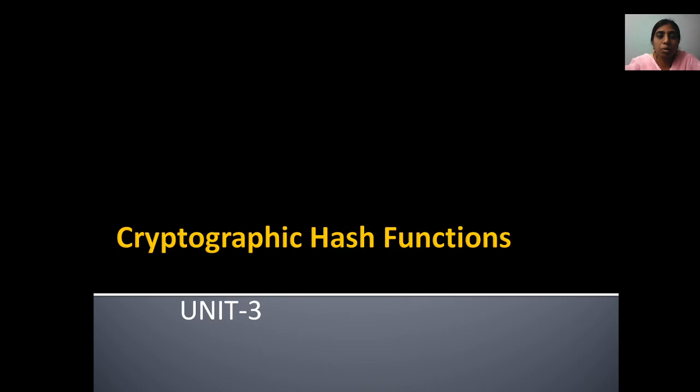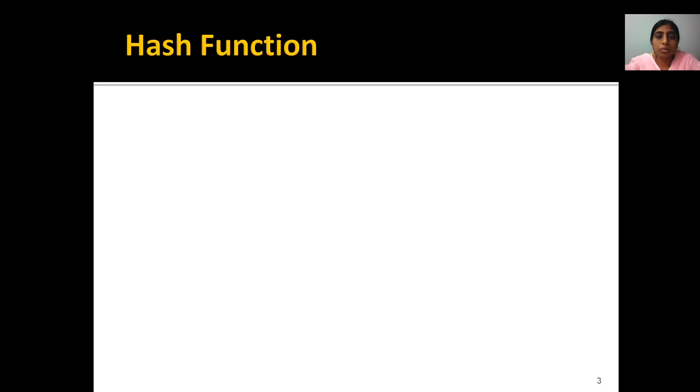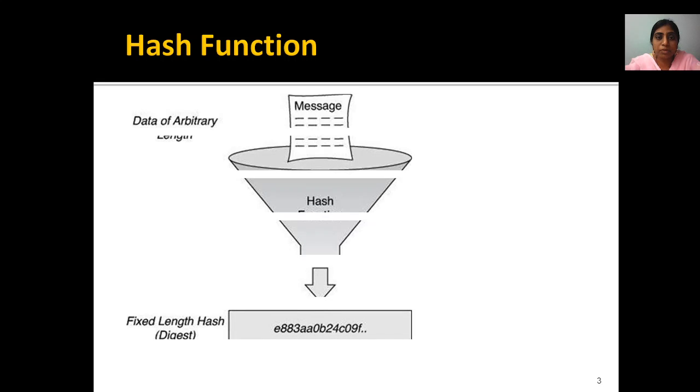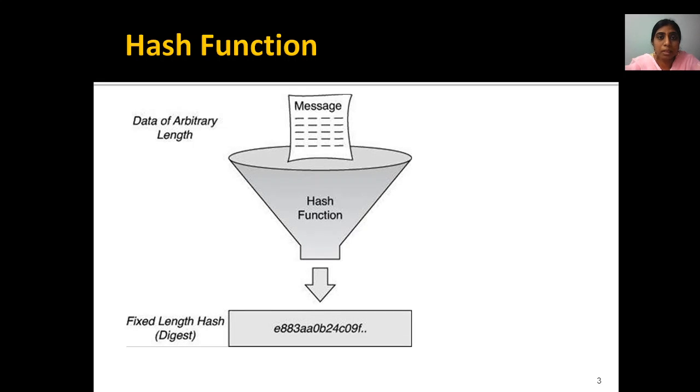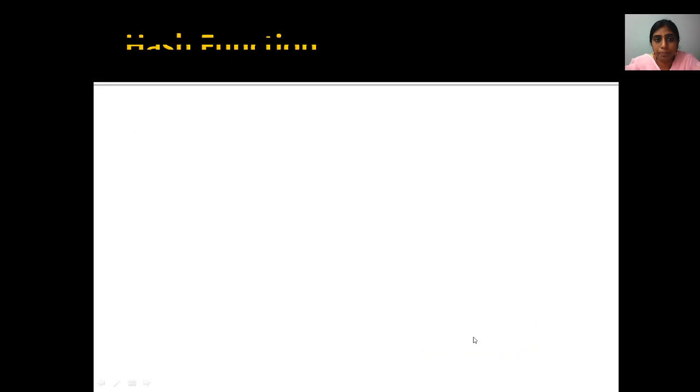Going to discuss the topic cryptographic hash function. So let us see what a hash function is. Whenever you take data of arbitrary length, the message, and apply a hash function, you are going to get a fixed-length hash code, which can be represented as h equals H of m.